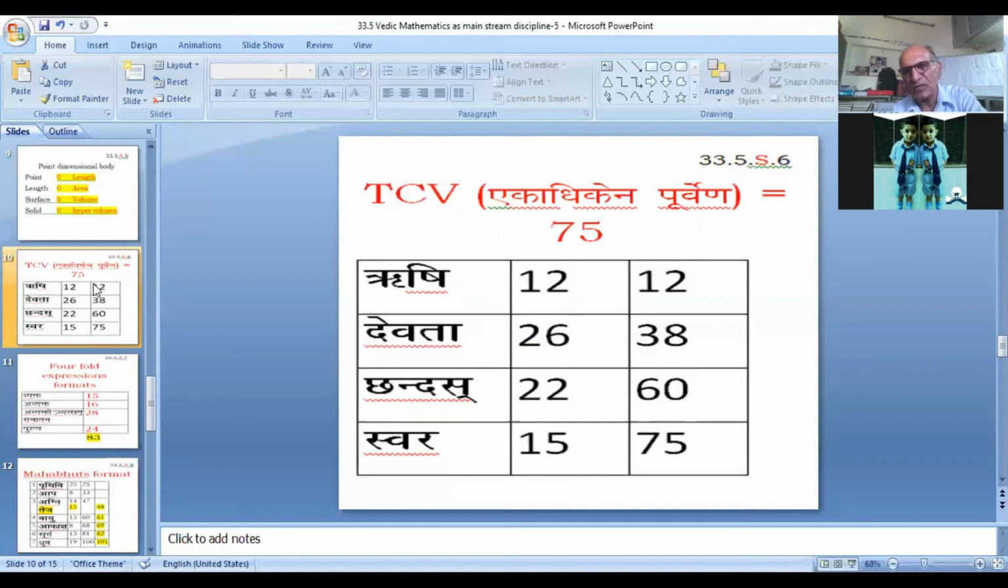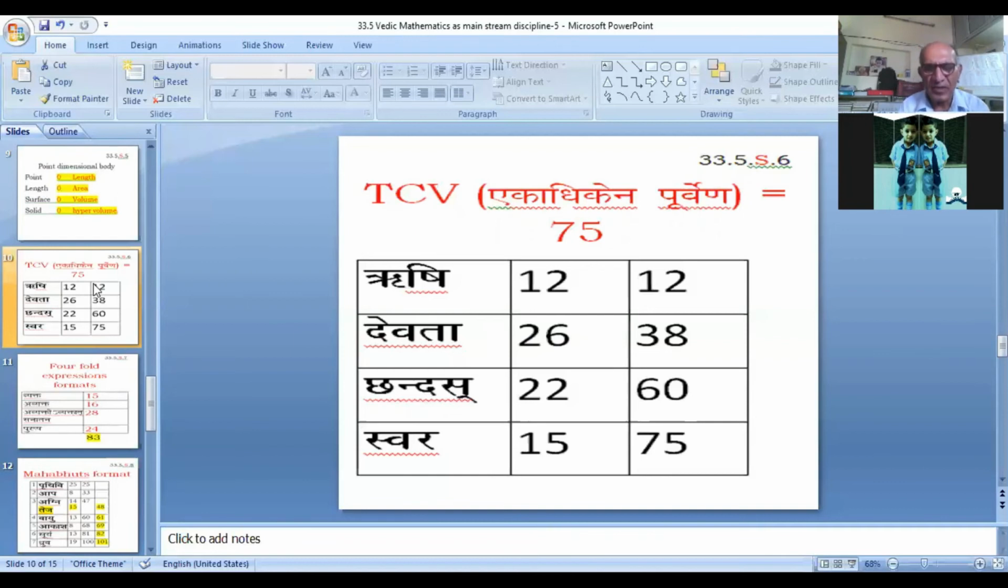The total summation value is 75. It would be blissful to have a pause here to be parallel with this insight and enlightenment, as that this value 75 as the summation value of the TC value of the quadruple formulations Rishi, Devata, Chandas, and Swar comes to be 75, parallel to the TC value of Ganita Sutra 1, Eka Adhikain Purve.